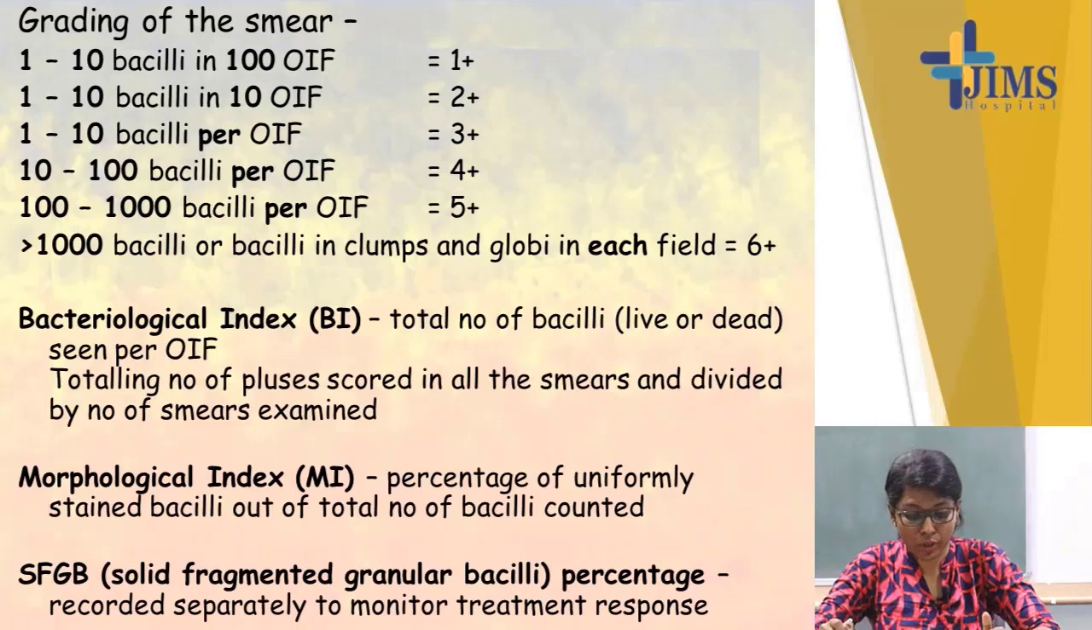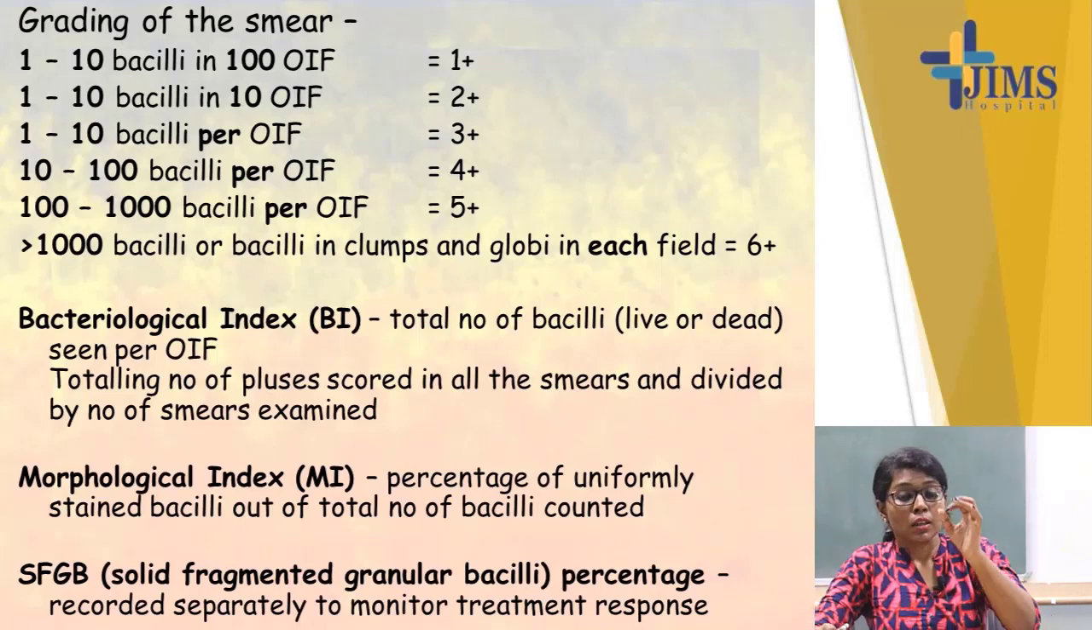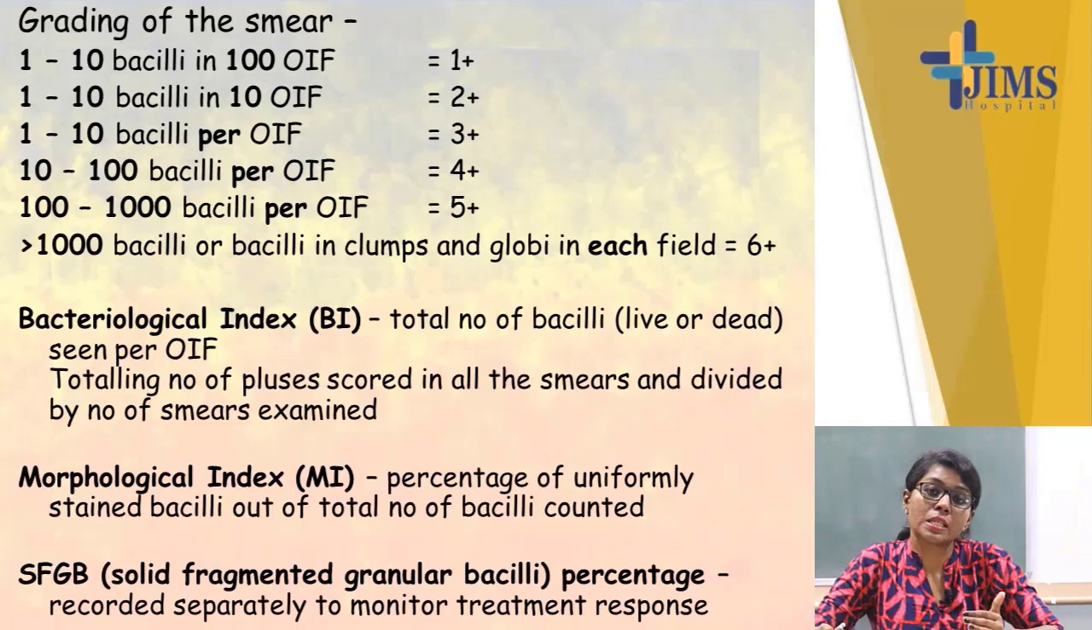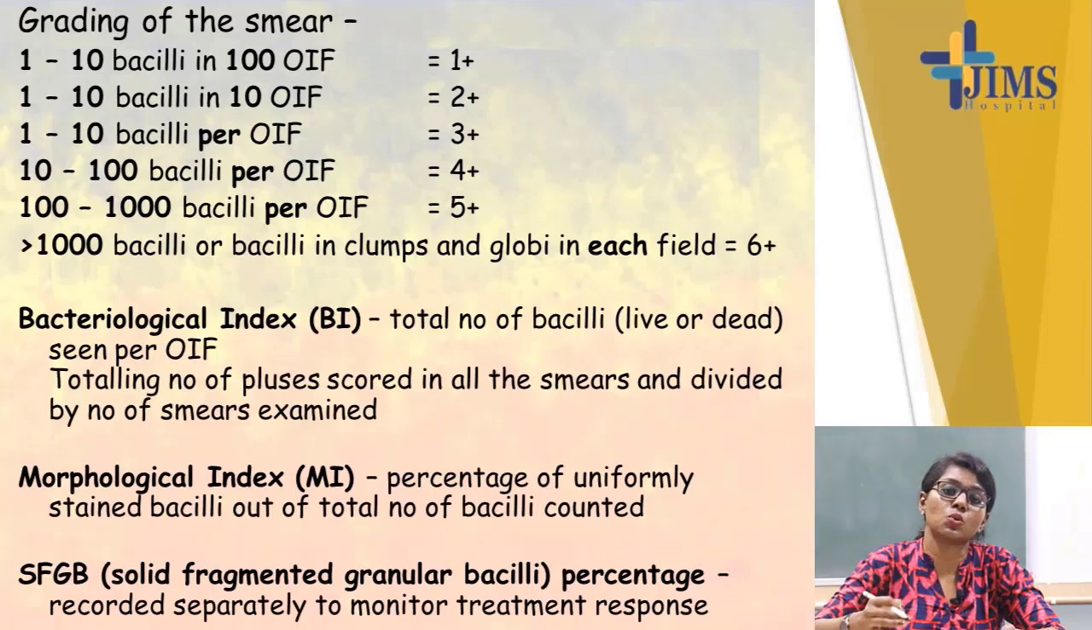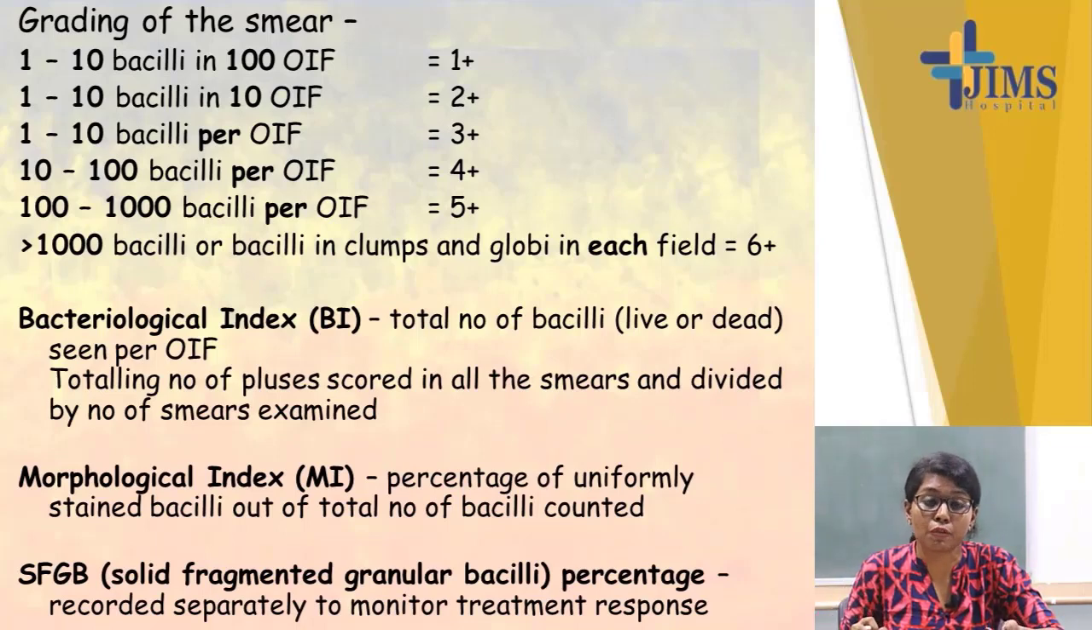Next one, morphological index, MI, means the bacilli which have been perfectly stained. The perfectly stained bacilli, you count them out and divide by the number of bacilli, whether perfectly stained or not. The percentage that you get is your MI, morphological index.